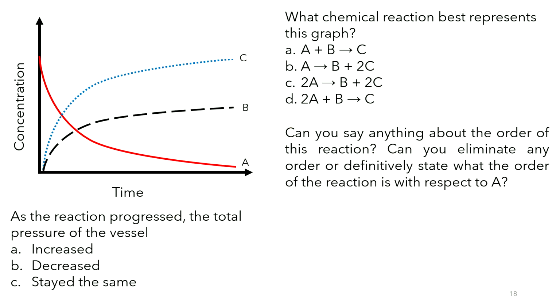Check out this graph. What chemical reaction best represents this graph? All right. We've got A, B, C, D. Count those as numbers: 1, 2, 3, 4. Which reaction are you picking to represent this graph?